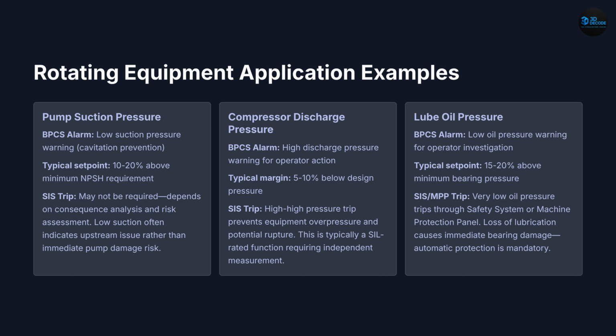Slide 8. Rotating equipment examples. Let's look at real examples. In a pump, low suction pressure alarm helps prevent cavitation, but it may not always require a trip. In a compressor, high discharge pressure requires both an alarm and a high trip for protection. In a lube oil system, very low pressure must trigger an automatic trip because loss of lubrication can immediately damage bearings. So the logic depends on the severity of the situation.